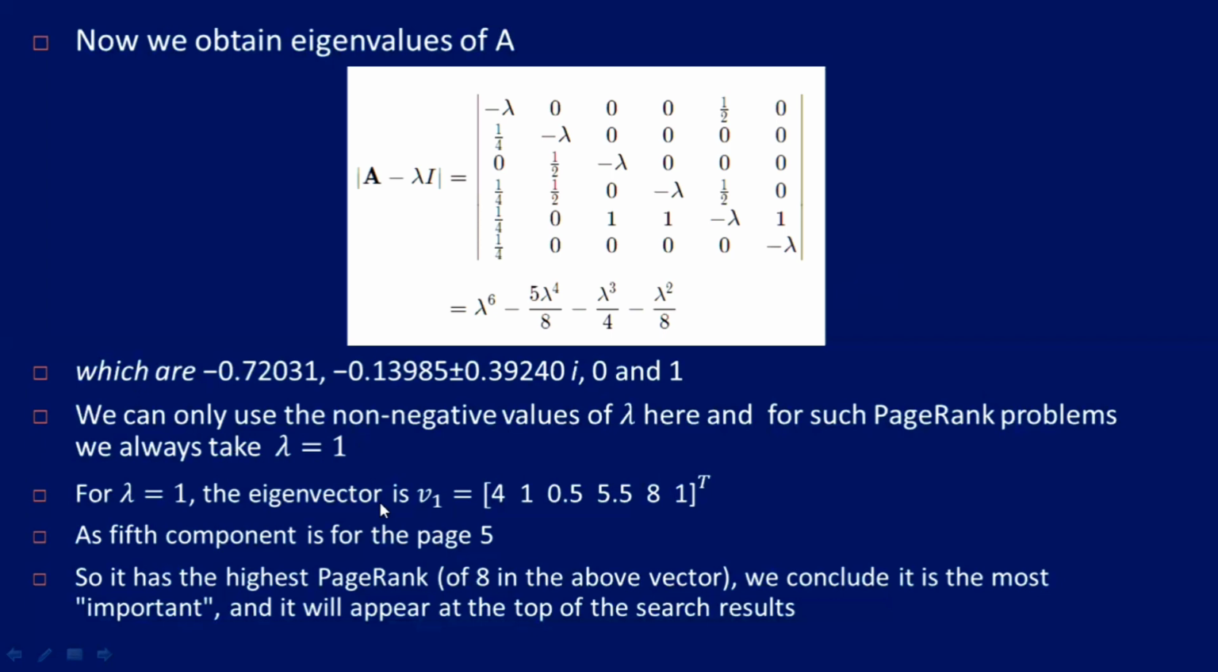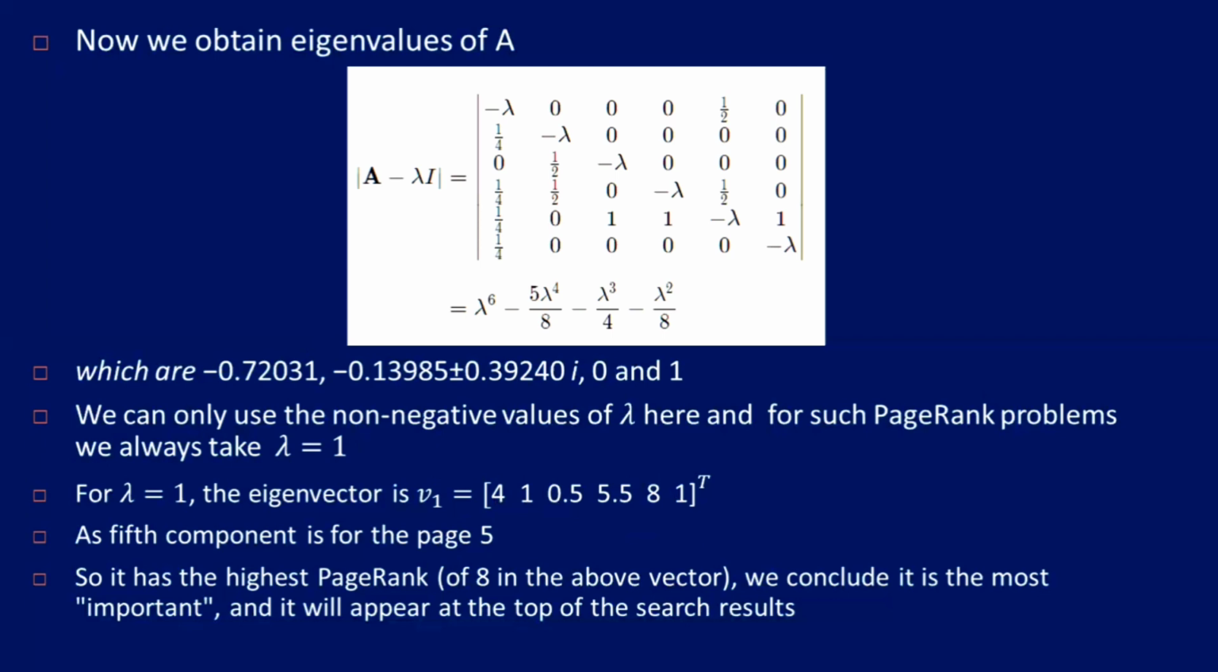The fifth component is for page 5, so it has the highest page rank of 8 in the above vector. You find v1, and you see all the entries of v1: 1, 2, 3, 4 and 5, and the fifth entry of this eigenvector is the largest. So from this we conclude that it has the highest page rank of 8 in the above vector. We conclude it is the most important, and it will appear at the top of our search results.